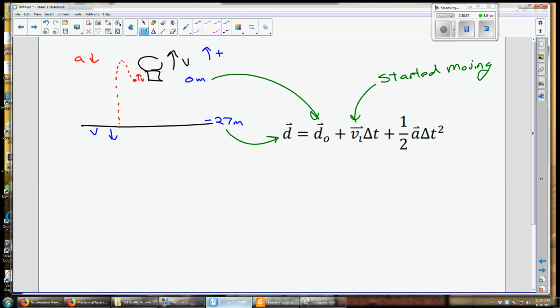Do I know how long I moved for? No, that's what they want me to find, right? I know my acceleration. I'm in free fall: negative 9.81 meters per second squared. Why is it negative? Because of direction, because it's downwards. And what I'm looking for here is delta t. I'll find it and it'll be in seconds, because the distance is in meters, the starting velocity is meters per second, and my acceleration is meters per second squared. So nicely I don't have to do any conversion.